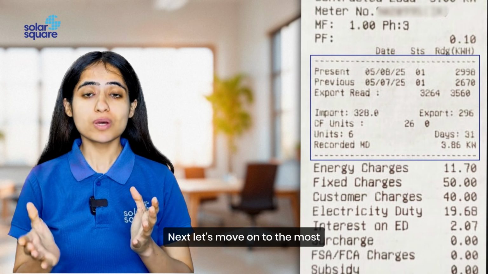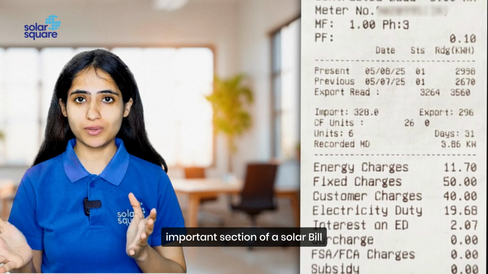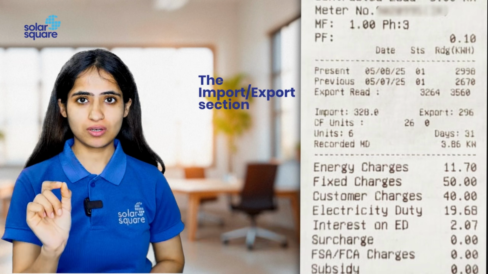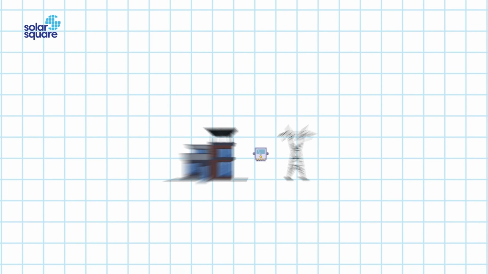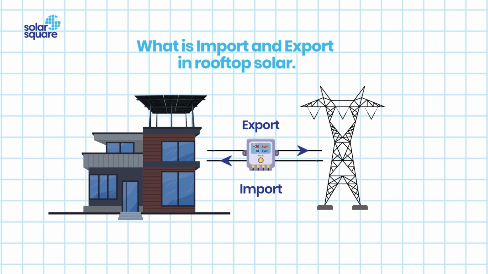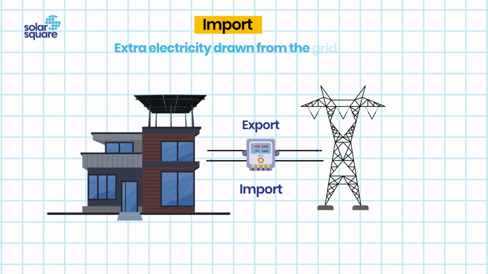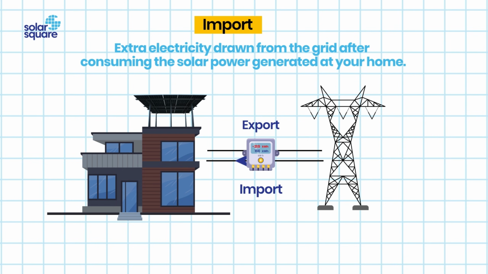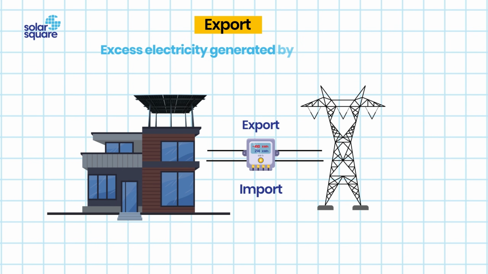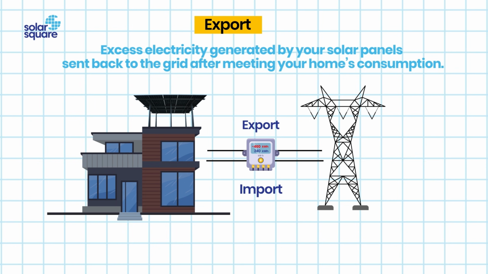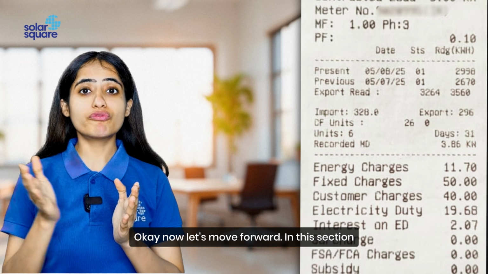Next, let's move on to the most important section of a solar bill, the import-export section. Before we begin, let's understand what is import and export in rooftop solar. Import means extra electricity drawn from the grid after consuming the solar power generated at your home. And export means excess electricity generated by your solar panels sent back to the grid after meeting your home's consumption. Okay, now let's move forward.